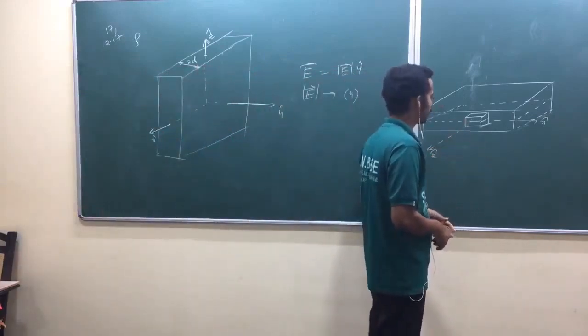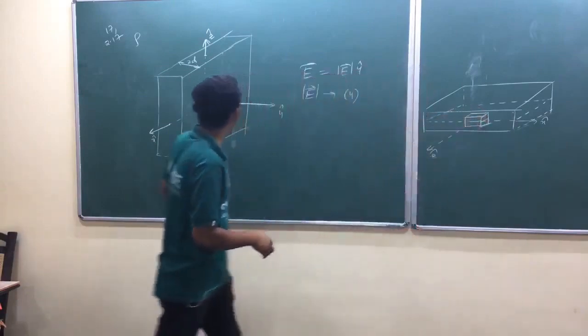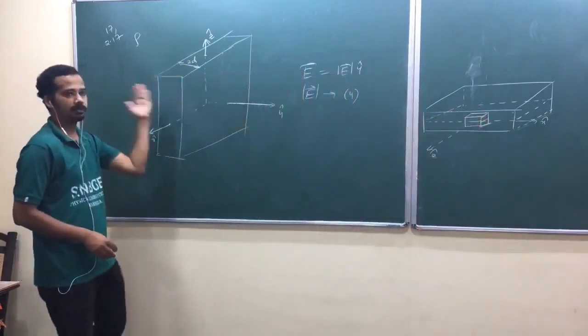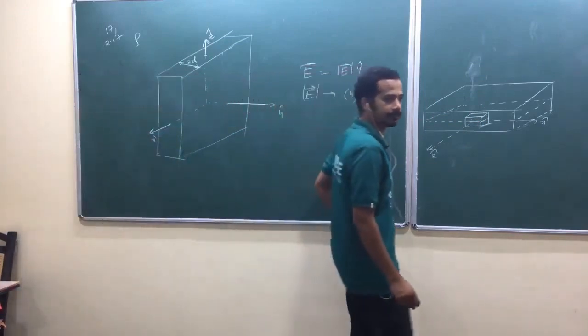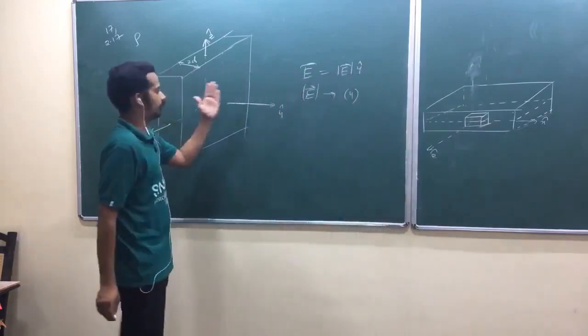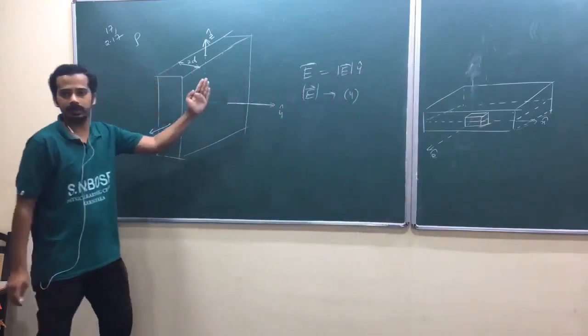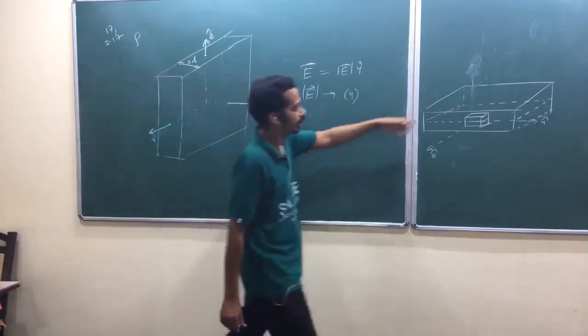You can do it in any manner. Are you getting my point? This should be symmetric with your ZX plane. Okay, your Gaussian pillbox should be symmetric with your ZX plane. So one side of that pillbox will extend towards the positive y-axis, and the other side will extend towards the negative y-axis. Is that okay? Let me take it like that.